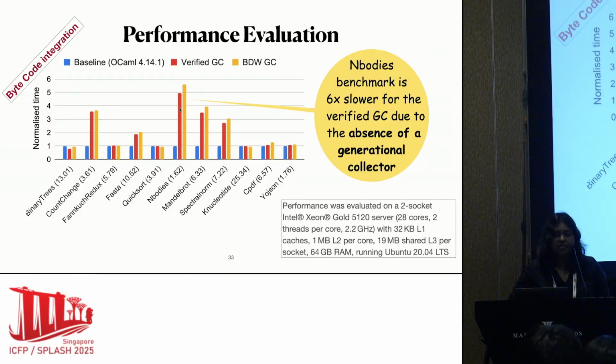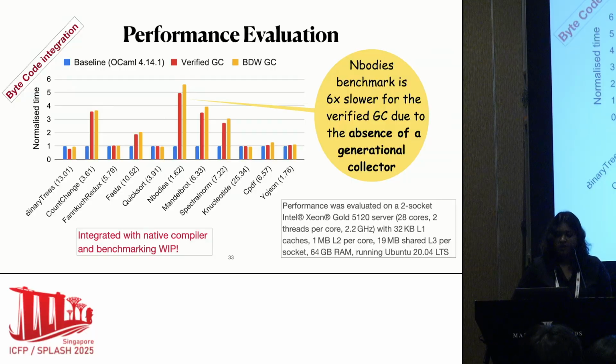But in some cases we can notice that there is lower performance for our GC, especially for the n-bodies benchmark, because we don't have a generational collection. And the n-bodies benchmark actually does a lot of minor GC, so we don't have a generational GC, that's why. But as I said, we can't do everything at once. We have to incrementally add the features, and that's our next hope. And it's also integrated with the native compiler, and the benchmarking is work in progress.